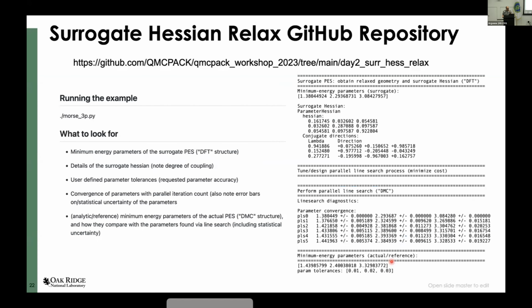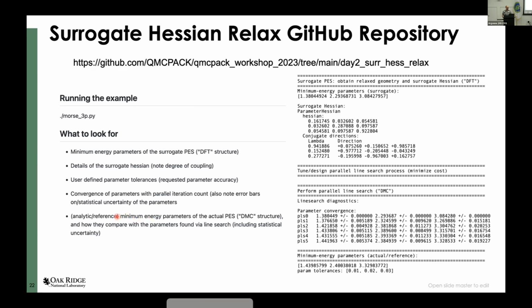For the system itself, what to look for. I'm showing a cheat of the output here. I won't talk through it, but what you'll want to look for is the minimum energy parameters from the surrogate PES, details of the surrogate Hessian, noting the degree of coupling between the modes, paying attention to where you define those user-defined parameter tolerances, watching the convergence of parameters with parallel iteration count, also noting the statistical uncertainty parameter for parameter.